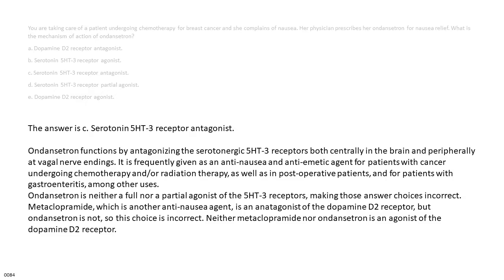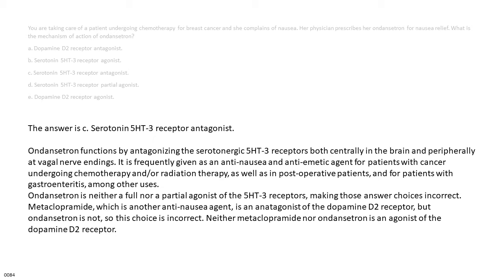The answer is C. Serotonin 5-HT3 receptor antagonist. Ondansetron functions by antagonizing the serotonergic 5-HT3 receptors both centrally in the brain and peripherally at vagal nerve endings. It is frequently given as an anti-nausea and antiemetic agent for patients with cancer undergoing chemotherapy and/or radiation therapy, as well as in post-operative patients, and for patients with gastroenteritis, among other uses.